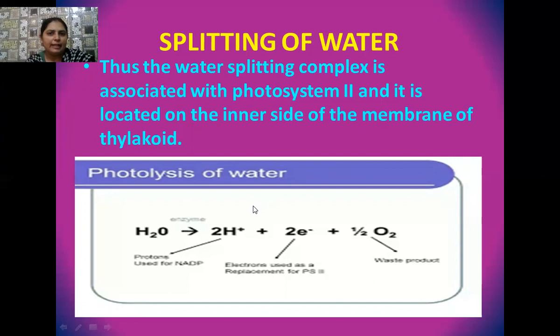One thing I want to tell you is that the water splitting complex is always associated with photosystem 2, that is P680. So we should not wonder why there is a continuous supply of electrons in photosystem 2, that is P680. It is only because of this very important reaction, the splitting of the water molecule.